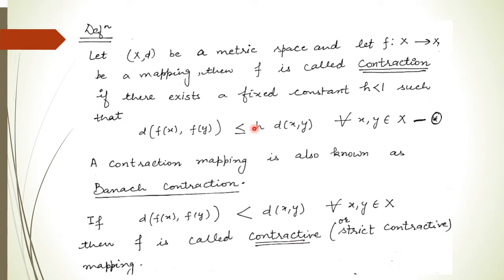Clearly h is greater than or equal to 0. Why? Because the left side is greater than or equal to 0, since distance is always non-negative. So h is a number lying between 0 and 1, open from one side, right? If any mapping satisfies this inequality, then that mapping is said to be a contraction mapping or Banach contraction.